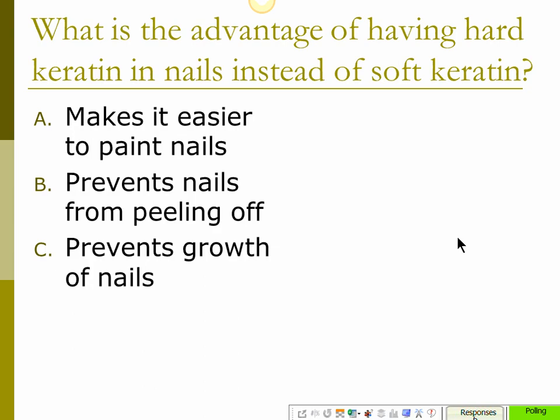So let's look at this. What is the advantage of having hard keratin in nails instead of soft keratin?